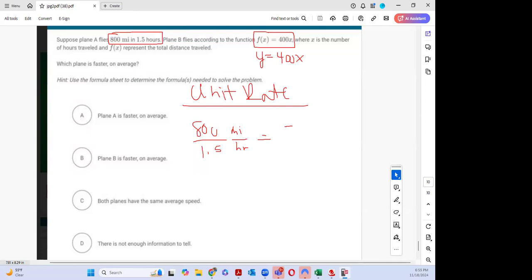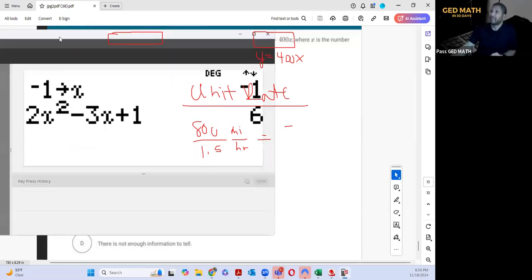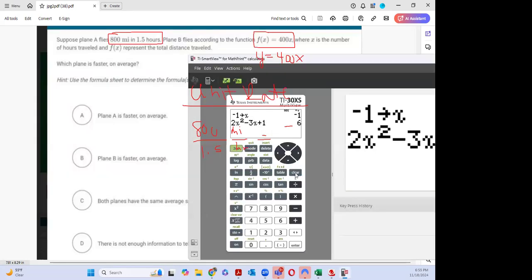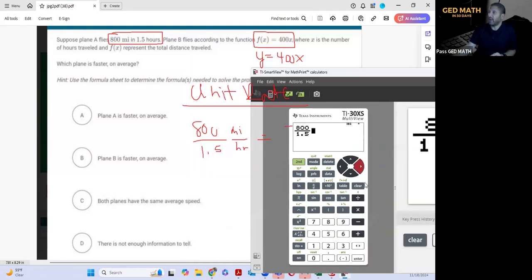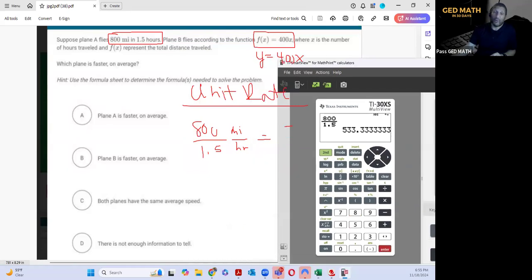Ooh, 0.001855. I'm going to grab my calculator. I think I did this backwards. 800 divided by 1.5. I'm going to put it exactly the way I wrote it down: miles per hour. I'm going to hit 2nd, 800 over 1.5, and hit enter. So you were right. 533.33. Well, you should already know that 0.3333 is 1/3. But if you didn't know, now you know. 533.33. Well, this is easy.